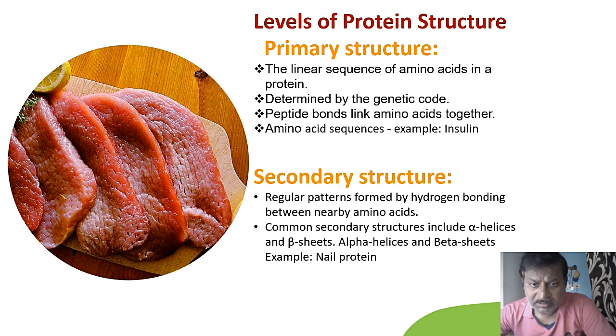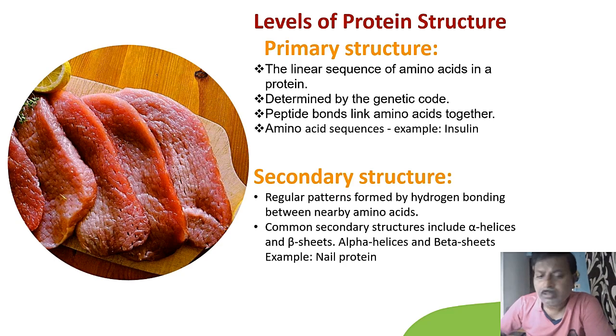See that this is a very common one. The common secondary structures include alpha helices and beta pleated sheets, and alpha helices and beta pleated sheets are the best examples of secondary structure, because they have some turns, right turns or left turns, and look like a spring. Example, our nail protein. Our nail protein has a zigzag arrangement, Z-like arrangement, loops are formed, and it is repeated. So it is an example of secondary structure of any protein.